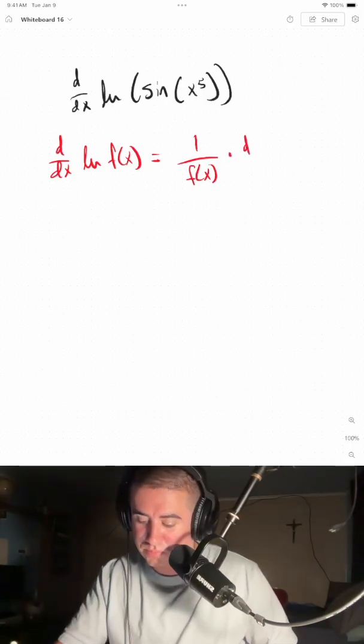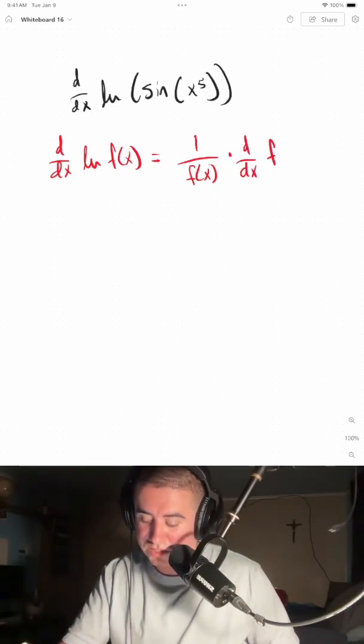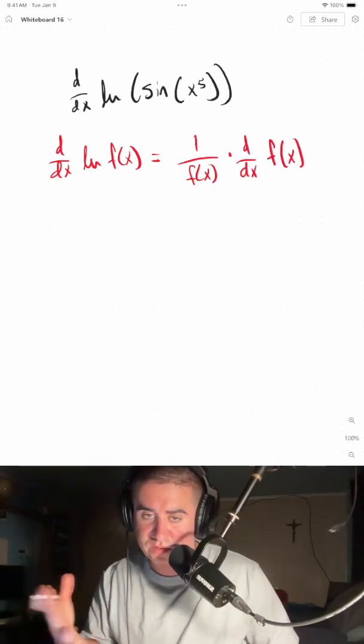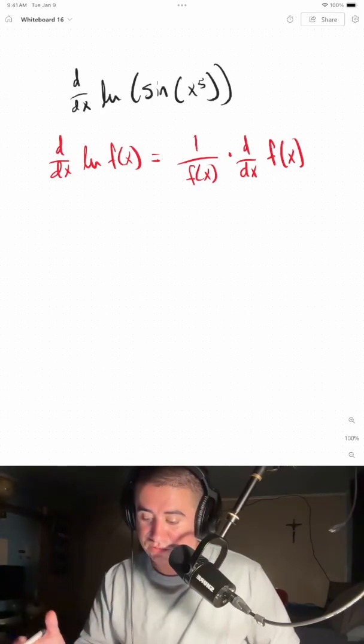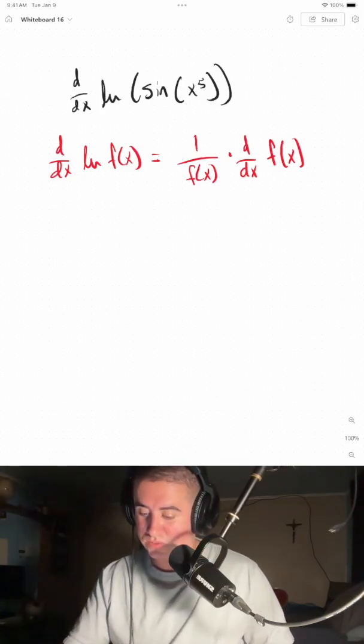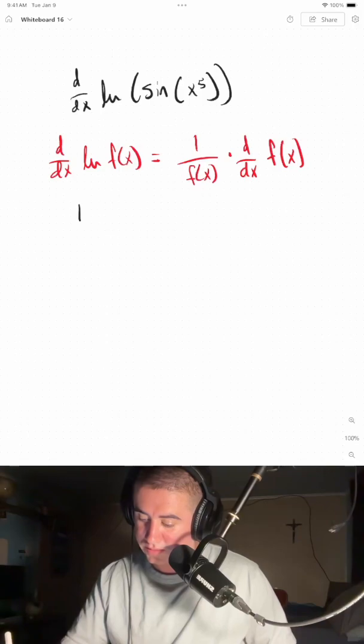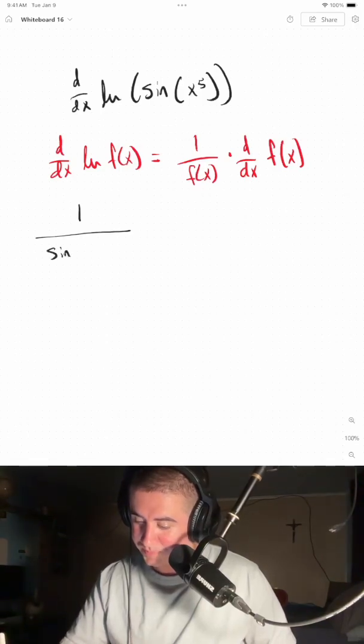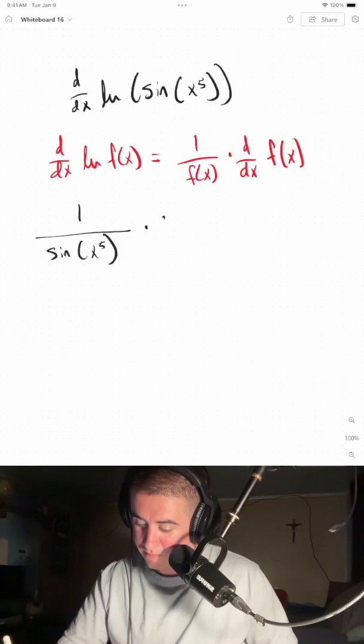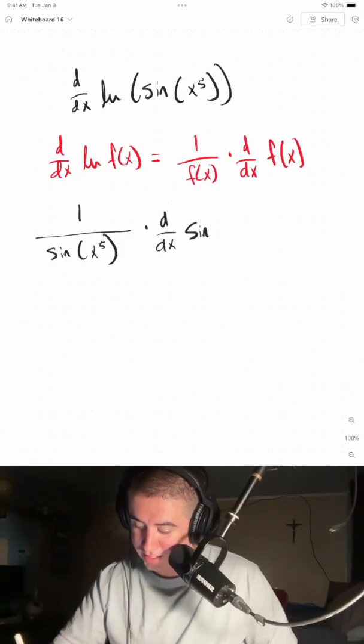And then we must multiply. It's kind of like the chain rule, multiply by what was the inner function, in this case f of x. So we're taking the derivative of f of x and then simplifying afterwards. So using this rule that I just wrote down, let's go ahead and move forward. So we're going to put this over 1 and have sine x to the 5th power, and then simply multiply by the derivative of sine x to the 5th power.